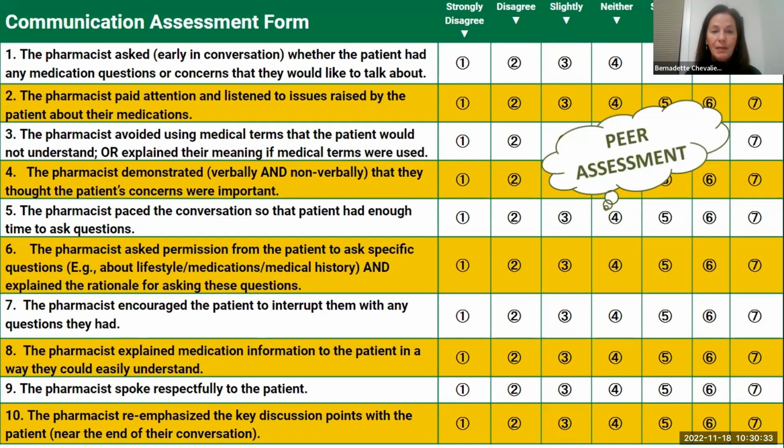For example, maybe it's about lifestyle, medications, medical history, and they explained the rationale for asking these questions. So this is about interpersonal control, and it's about appropriate and careful use of signposting or bridging statements that are often used in the medication history process.